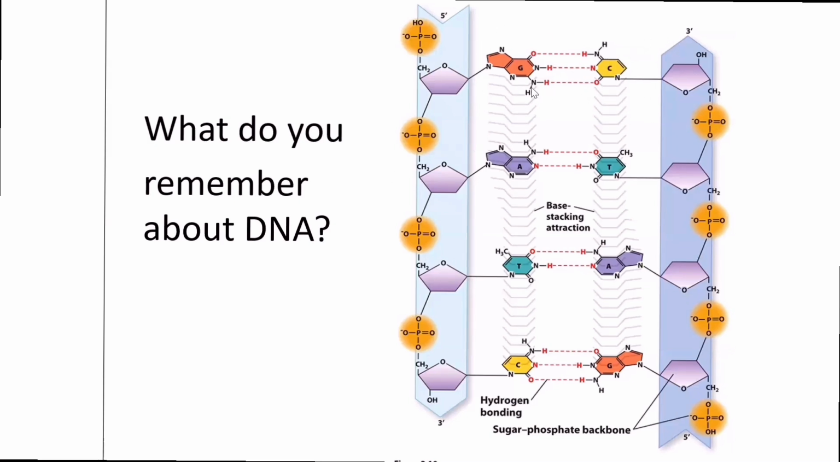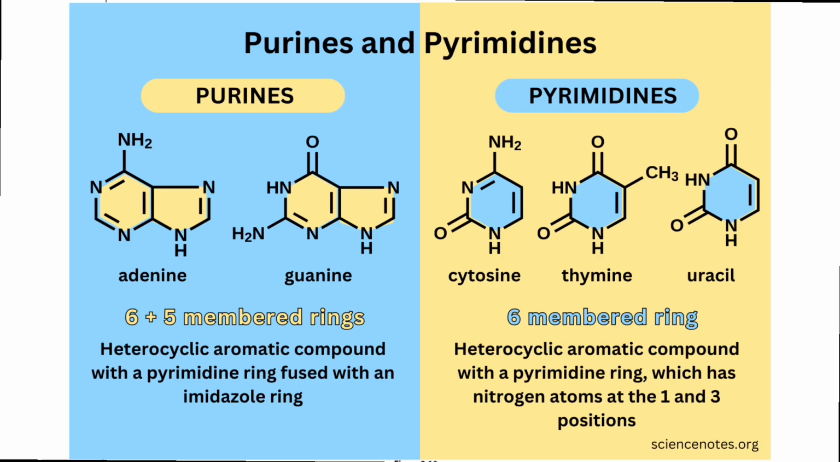Which of the two would be your purine? And along with me, you should say guanine would be my purine. I noticed two rings here, and this two ring structure is a dead giveaway for purines, and this one ring structure is a pyrimidine. So you get that, you see that?